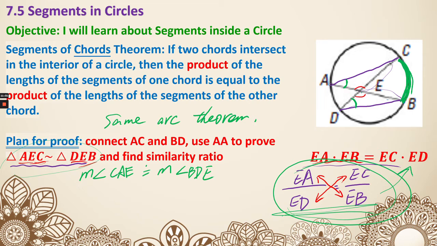Of course, you can also choose to do the other one. I can highlight AD, then that means it would be these two angles. Choose a different color. I can highlight AD, then it would be these two angles that are facing the same arc, so they are actually the same. So that's another pair of angles that you can use as well. That's the segments of chords theorem. Now let's move on.